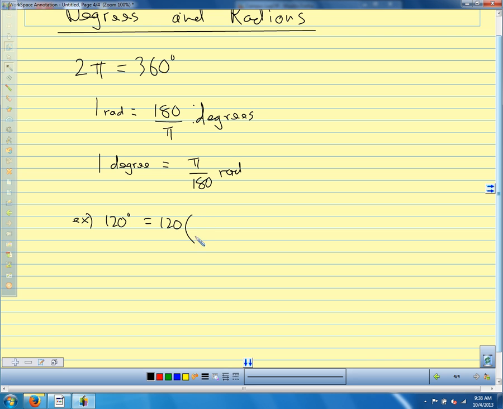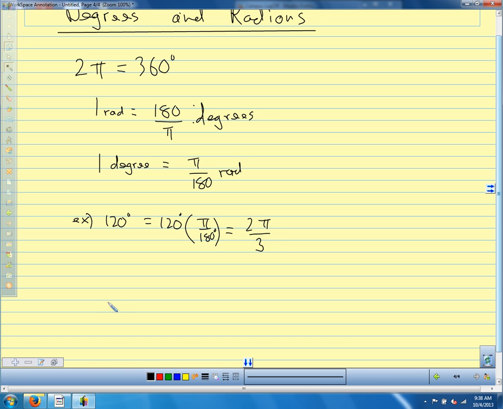So 120 times, and we want to convert to radians. We're going to multiply by pi over 180. And we're going to reduce that fraction. So what is this fraction reduced to? 2 pi over 3. So when we don't use our calculator, or sometimes it'll ask you for an exact answer, this would be our exact answer, 2 pi over 3.